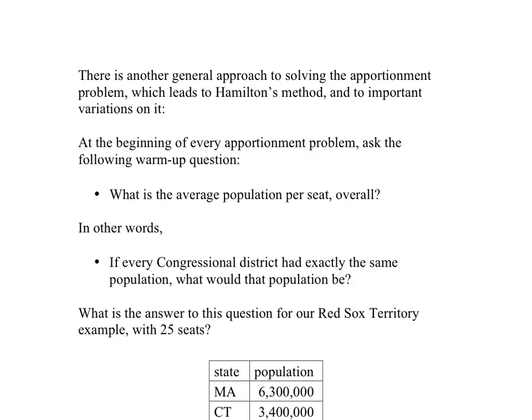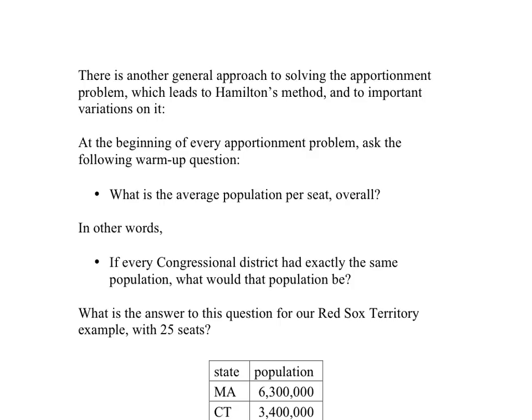What have we done so far? We've defined the apportionment problem, we've thought about how to set it up and make sense out of it, we even have a method for solving it, Hamilton's method, and we've seen some of the advantages and disadvantages of that method. So there is another general approach to solving the apportionment problem that we're really going to need to understand. This other approach is going to lead to Hamilton's method, but it's also going to lead to important variations on Hamilton's method, all of which have been used in practice in American history to apportion Congress.